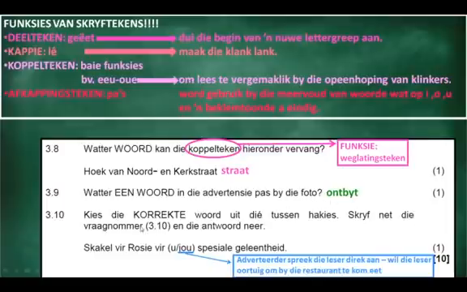Dan sê 3.10, kies die korrekte woord uit die tussen hakkies, skryf net die vraagnommer en die antwoord neer, skakel vir Rosie vir jou spesiale geleentheid. Nou wil ek net met julle praat oor voornaamwoorde. I just want to speak to you about pronouns. In Afrikaans, u and jou, if you translate it into English, both mean you.